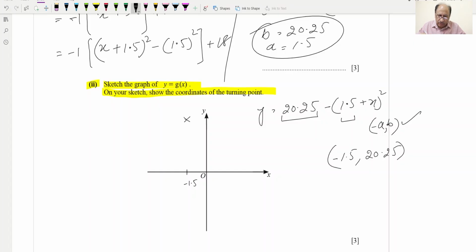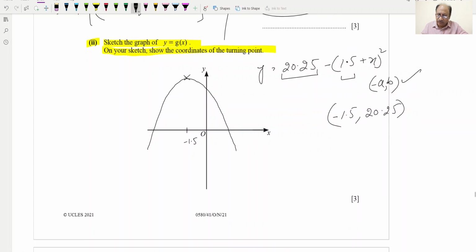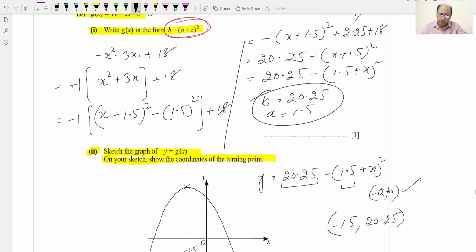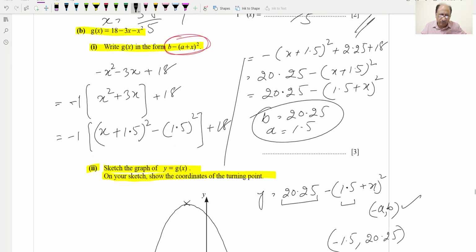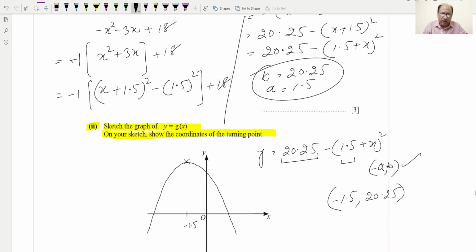So this will be our turning point, and we can sketch the quadratic graph like this one, and this side will be like this one. If we take x is equal to 0, we can find y. If we take x is equal to 0, y will be what?